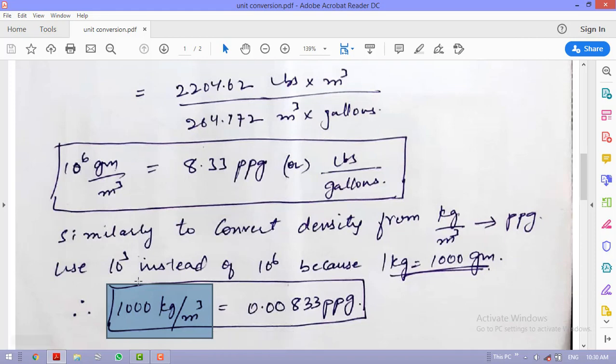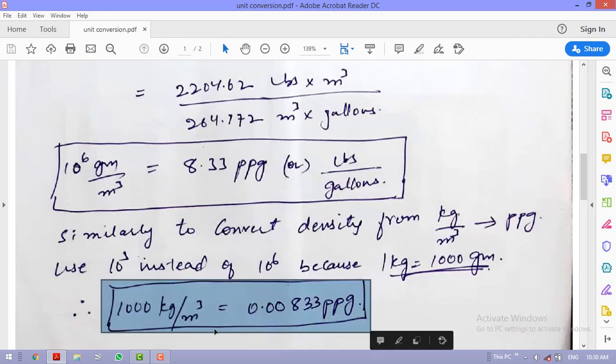So you can practice this, or cross verify this, but you have to note that it's not 1000 kg per meter cube, it's just 1 kg per meter cube.